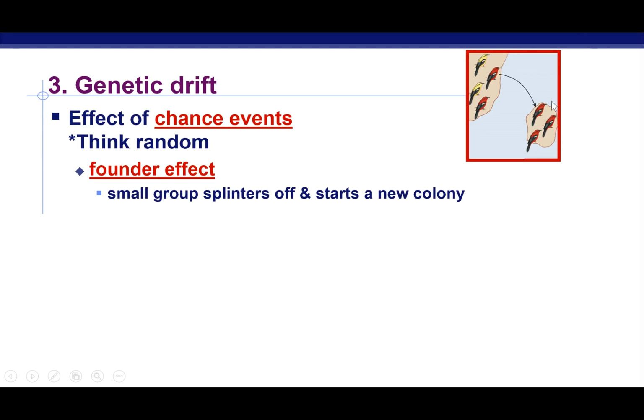Now picture for a minute here that this island has no birds on it. Okay, just picture that for a second. Blank island. This is the mainland where you have a population of these birds all living together, all the same species.